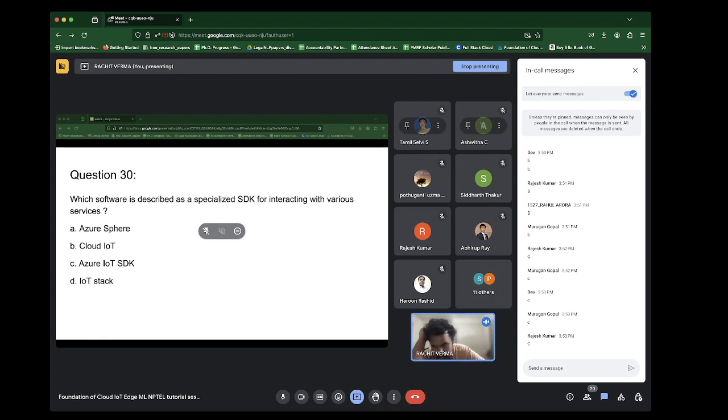And Cloud IoT is not exactly the right answer, because it is general across the IoT platform. It is not an SDK. IoT Stack is, of course, the entire stack: things, insights, actions, containing devices, everything. That is the wrong answer.